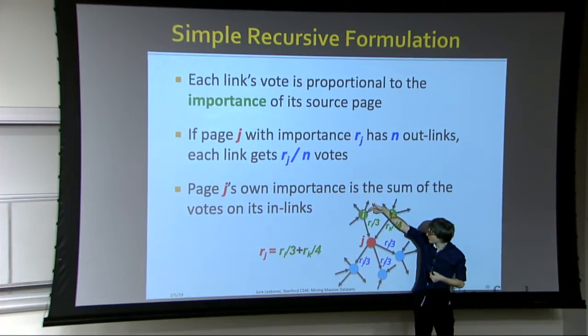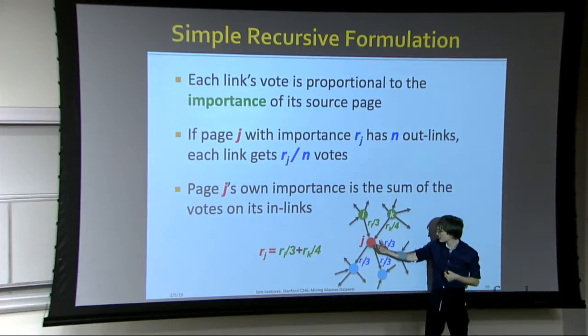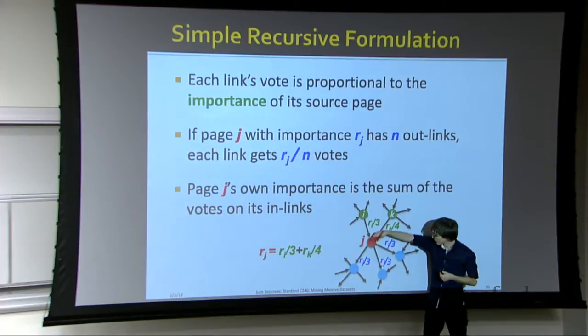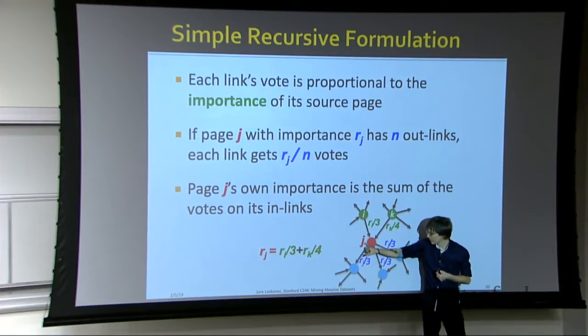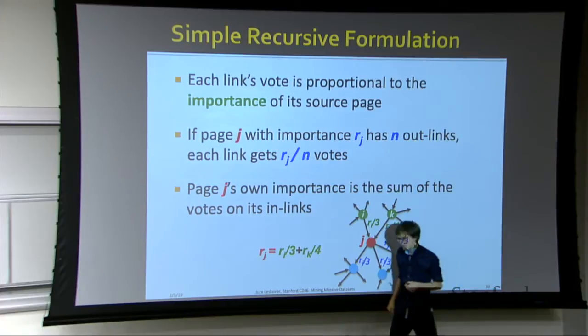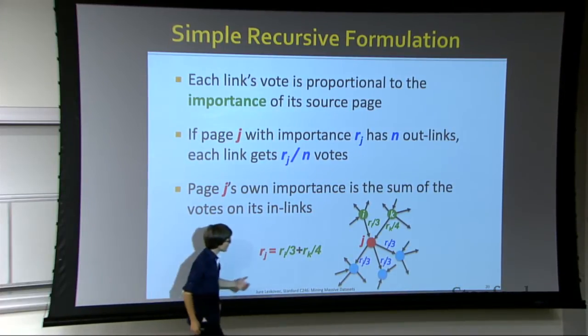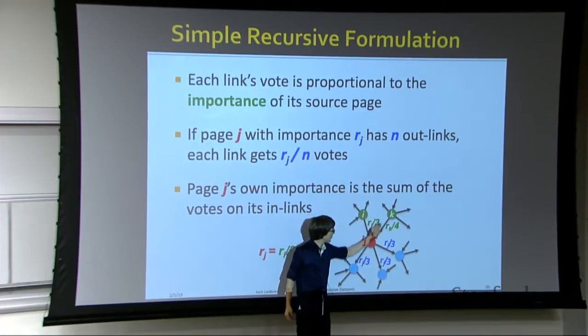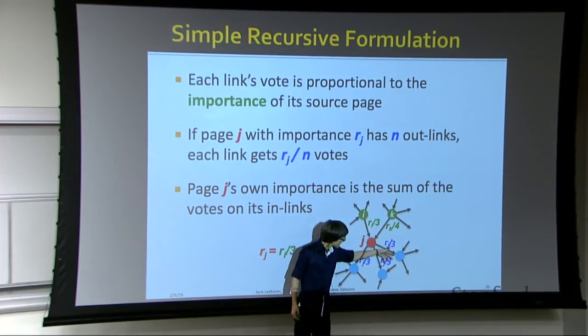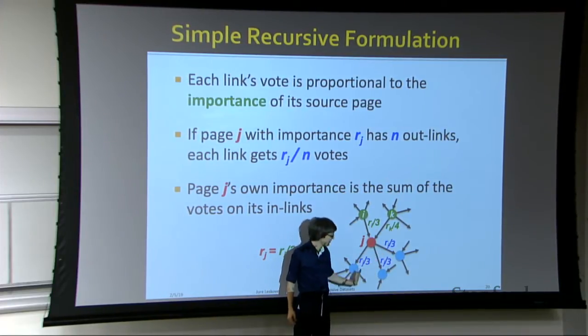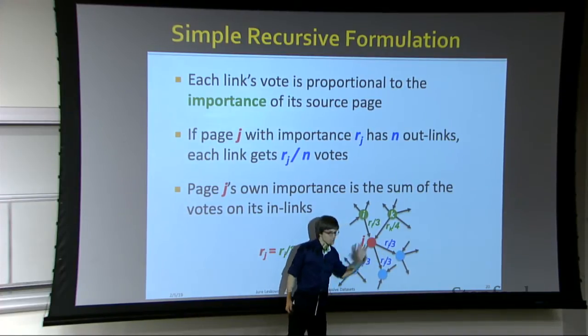Whatever is the importance of page I, because I has 3 outlinks, J gets 1/3 of it, and that is J's importance. And of course, when J now propagates its importance further, J has 3 outlinks, so each of the neighbors gets 1/3 of J's importance. That is what we mean by a recursive definition, where you collect importances from your friends and send them to the people that you point to, splitting it equally across the outlinks.